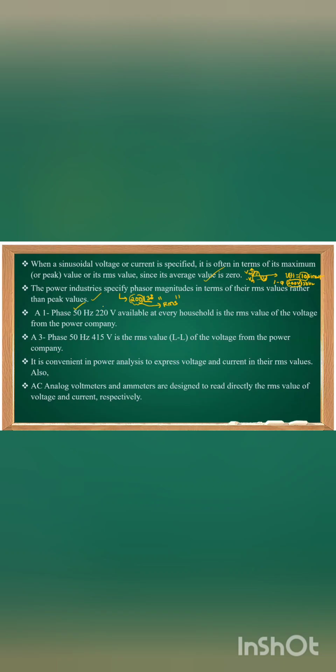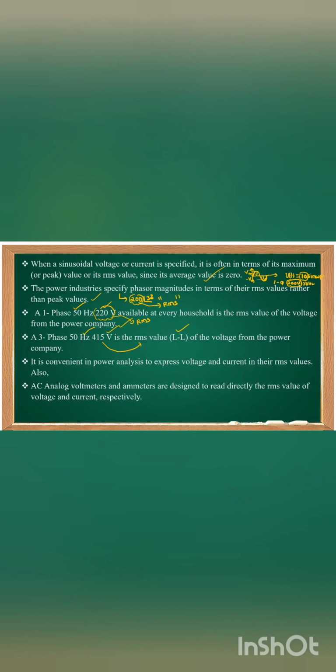A single phase 50 hertz 220 volts available at every household is the RMS value of the voltage from the power company. Even for three phase, 3 phase 50 hertz 415 volts, this is also which value? RMS value, but it is a line to line RMS. Unless otherwise specified, you have to take that as the line to line RMS value. Clear?